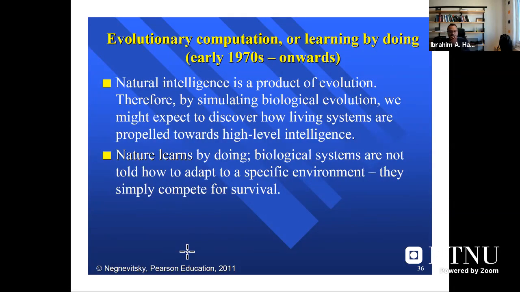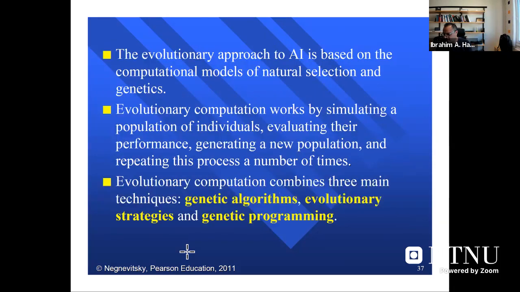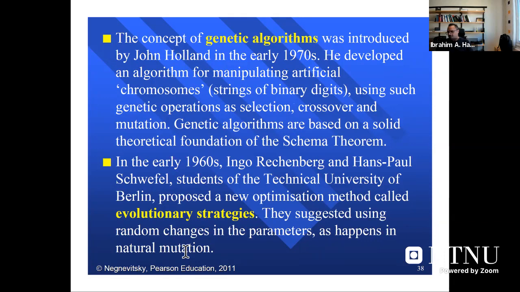After that, because this book is about artificial intelligence, about expert systems, about artificial neural networks, and about genetic algorithms, we will also talk about biological systems, how living systems are propelled toward high-level intelligence. It's evolutionary computation, in fact. There is something called the genetic algorithm and genetic programming, for example. Genetic algorithms you can use for solving very complex optimization problems.